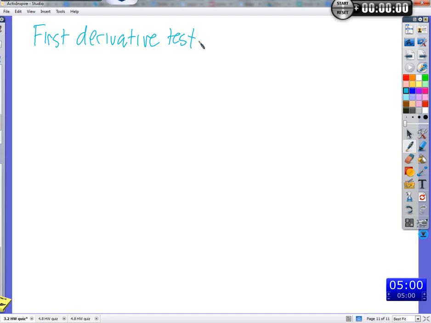There's a first derivative test and a second derivative test, which we'll learn later. But both are used to find the same thing. They're used to find extrema: maxima, minima.